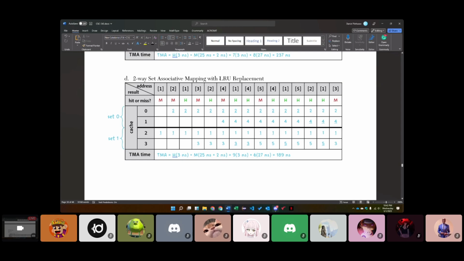When you're keeping track of a bit with two-way set associative, you're going to be keeping track of a bit in the first set and in the second set. So for example, here 1 is a miss. To determine which set it goes to, you do 1 mod the number of sets. We have 2 sets. So it goes in set 1. This is set 0, this is set 1. And with set associative, you always use first come, first serve. So it goes in the first spot of the second set.